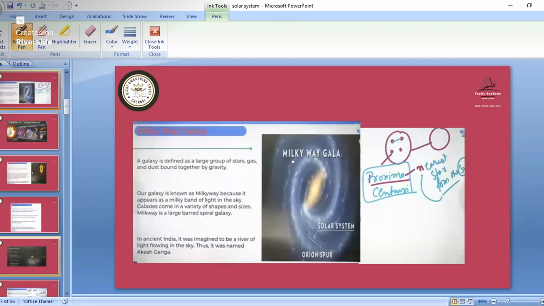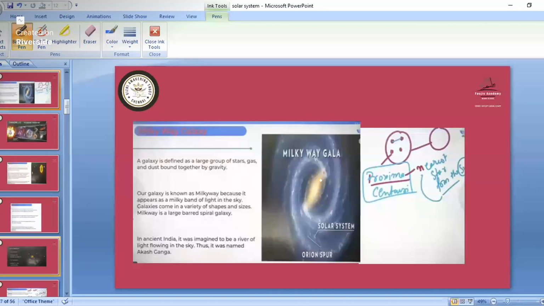A galaxy is defined as a large group of stars, gas and dust bound together by gravity. So the universe has gravitational force. So galaxies are defined as a large group of stars, gas and dust that are bound together by gravitational force. Our galaxy is the Milky Way because it appears as a milky band of light in the sky, and galaxies come in a variety of shapes and sizes. So the Milky Way is a large banded spiral galaxy.